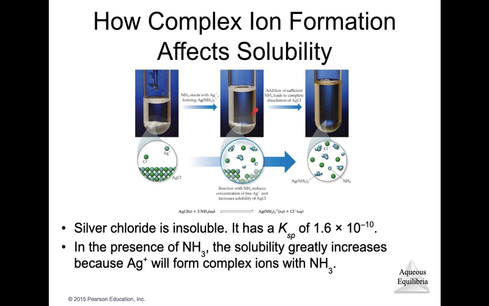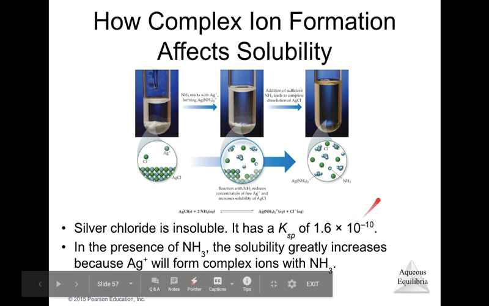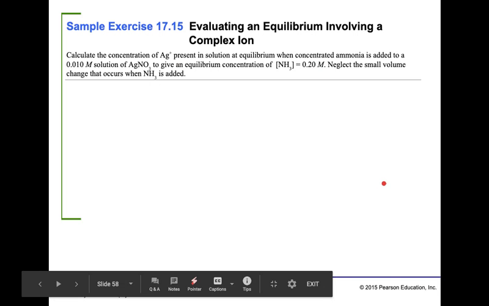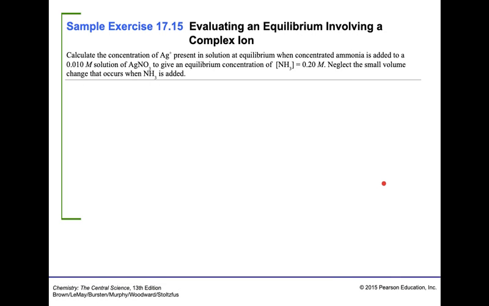Okay. So the addition of sufficient ammonia leads to complete dissolution of silver chloride. So this is like a magic trick over here, right? This is usually insoluble. It's not going to dissolve in regular water, but when we add something like ammonia in the exact right combination, you can get the dissolution of an insoluble solid. So pretty cool. So let's look at how we're going to evaluate that mathematically.